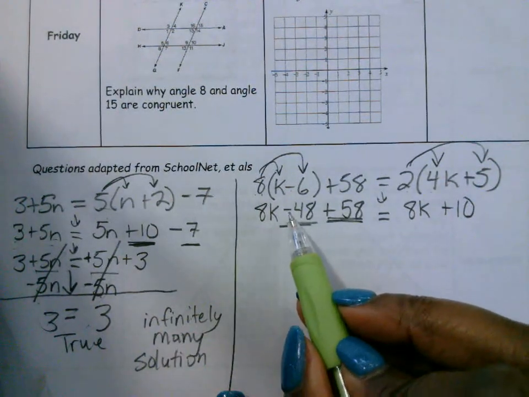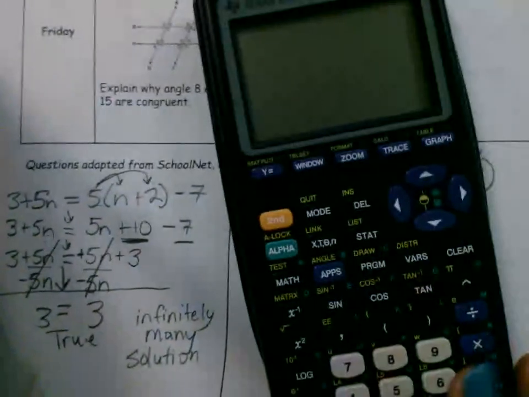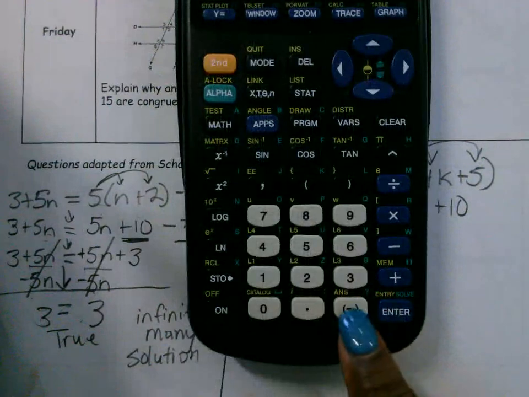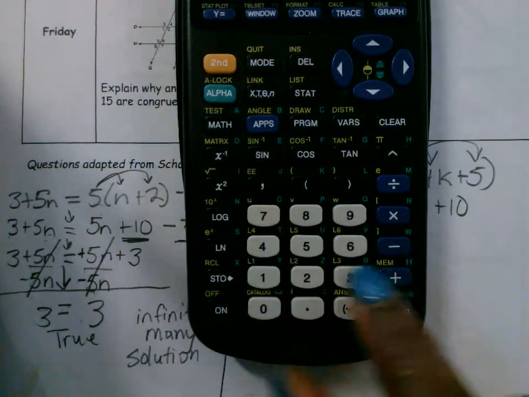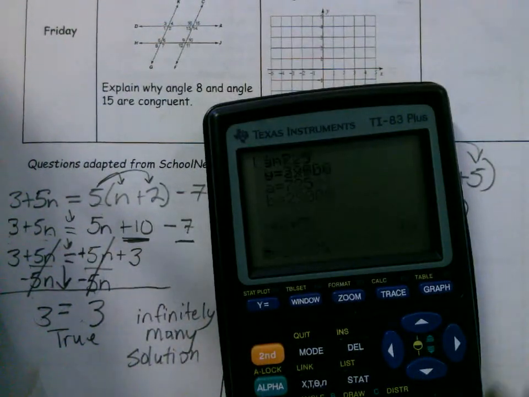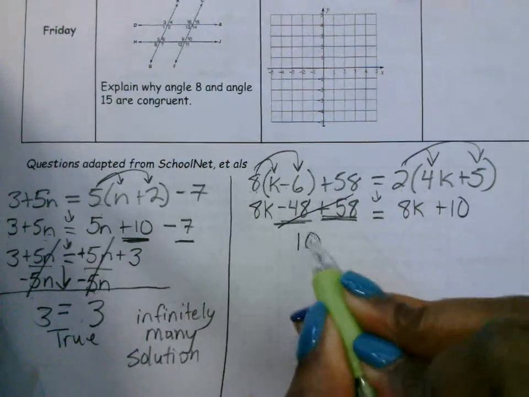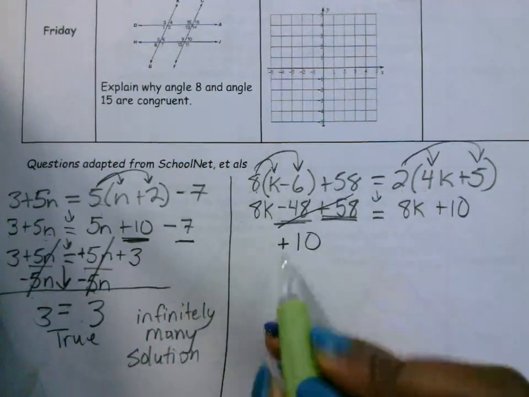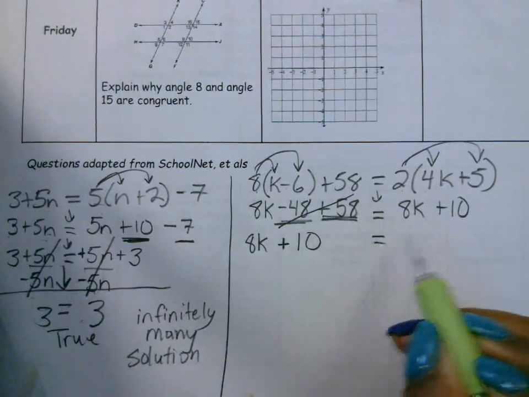Type this in. What is negative 48? Remember the negative sign. Don't forget the negative. Where is negative, Miss Reyes? It's at the bottom right here. Negative 48 plus 58. What is that equal to? 10. So we're going to put 10 for this right here. It's positive 10, so put a plus sign. Bring down the 8K. Bring down the equal.